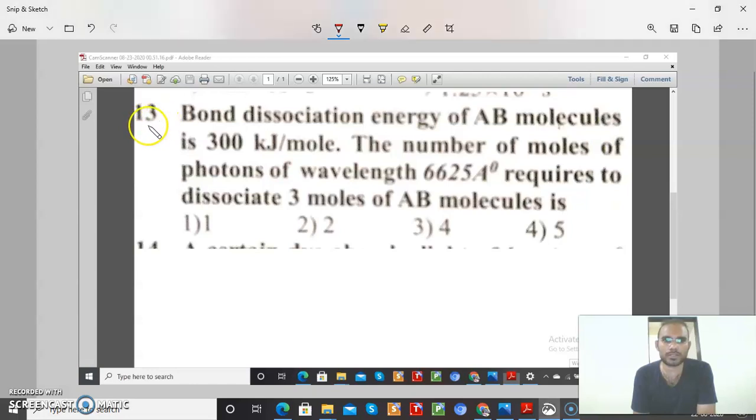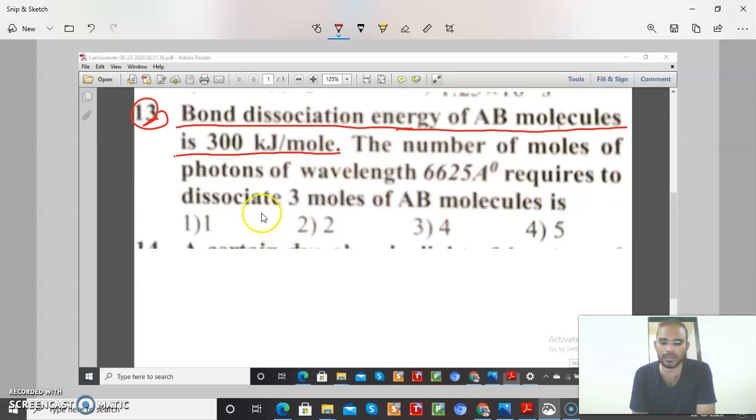Hello student, now let us see problem number 13. The problem is: the bond dissociation energy of AB molecules is 300 kilojoule per mole. Firstly, see what is given: one bond is there, the bond D_AB, and the energy for breaking this bond, E, is given.